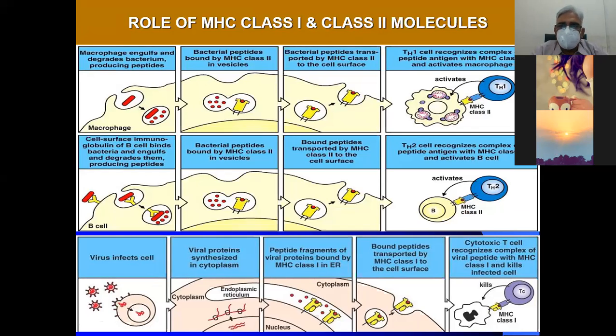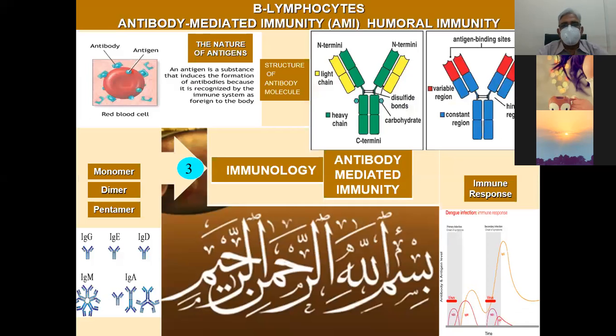And the second difference is that in bacterium there is activation by T helper 1 and B cell is activated by T helper 2. And activated macrophage or activated B cell, that will lead to destruction of the microbe. Whereas virus may, the only difference is that it is the class 1 molecule which responds.